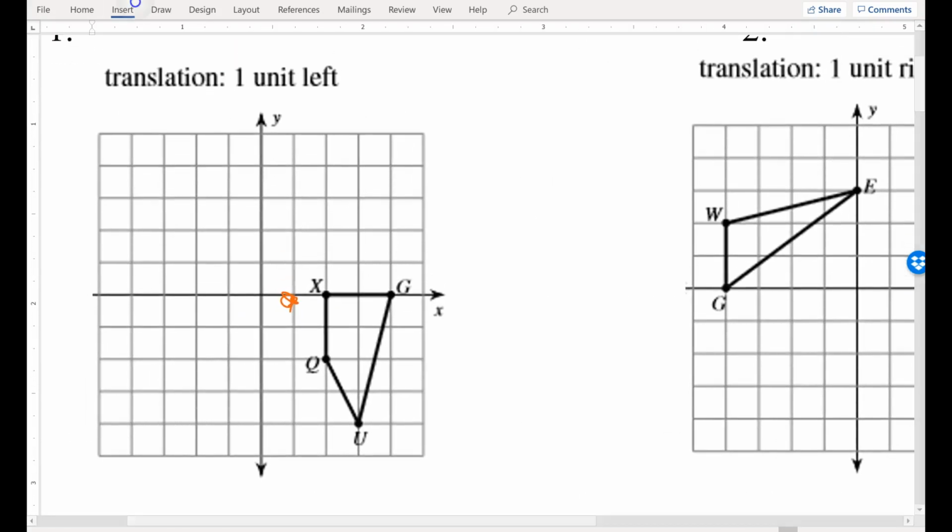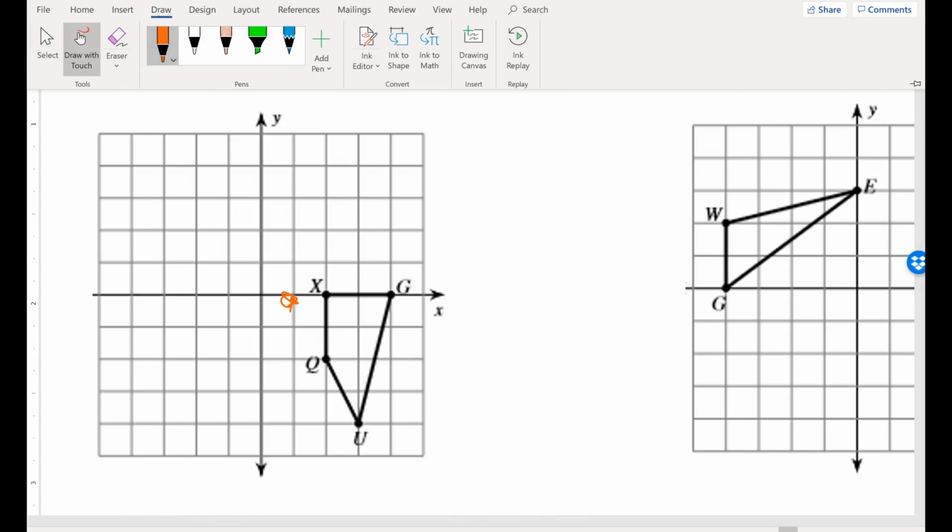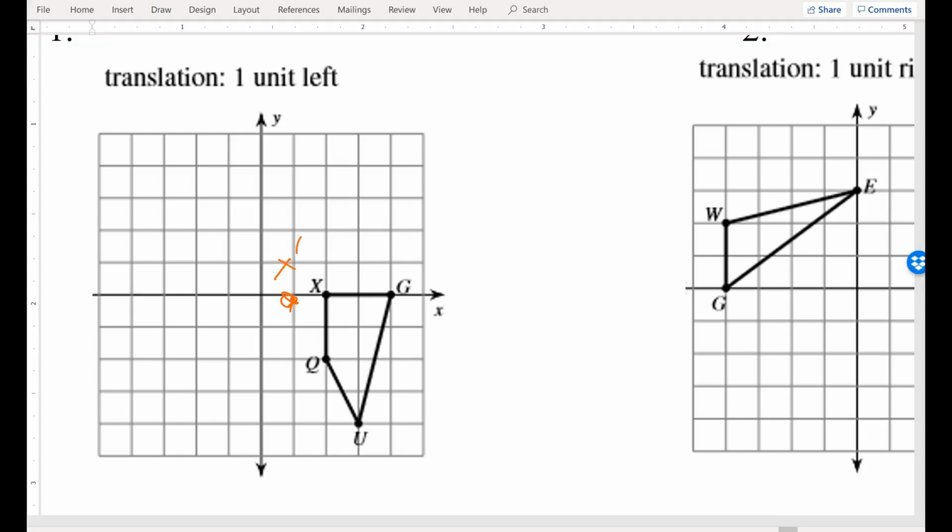There it is. All right, so 1 to the left, that becomes X prime. G goes to the left 1, you become G prime. Q goes to the left 1, you become Q prime. U goes to the left 1, you become U prime. And is that everybody? X, G, yep. And then, wow, that dot is ugly. Okay, so we have this to this to this to this. Translation, done, son.